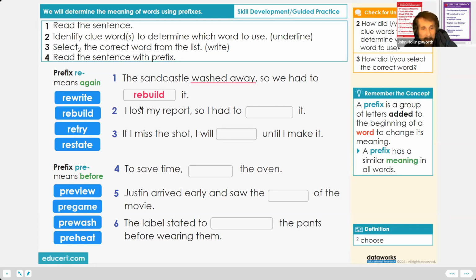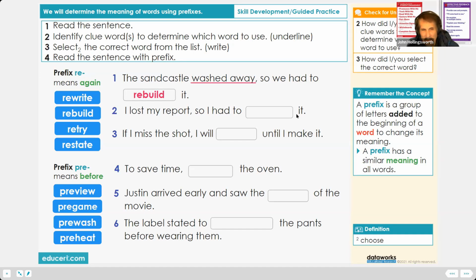Students, we're going up here, we're going to read, get the clue words and the proper word. Let's read together. Ready? I lost my report, so I had to blank it. Okay? So on your whiteboard, I want you to write the clue word and the proper word to go with it that has the prefix. Okay? Can you do that right now? Write the clue words and then write the word to fill in the blank. Okay, now remember the definition of prefixes. The prefix here means we're going to have to do again. So we're looking at sentence number 2, and we're trying to think, what are we going to have to do again? Okay, do you have your responses on your whiteboard?